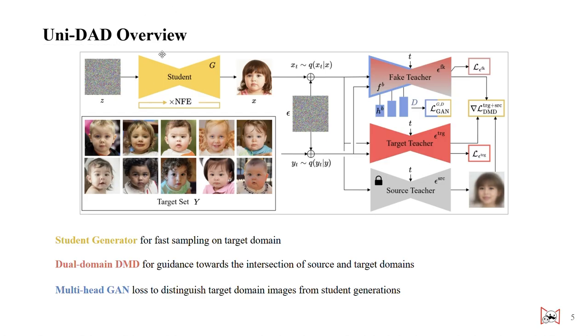We present a student generator for fast sampling on target domain, in this example, images of babies. We do this by presenting two new mechanisms. First, a dual domain DMD for guidance towards the intersection of the source and the target domains, and a multi-head GAN loss to distinguish target domain images from student generations.